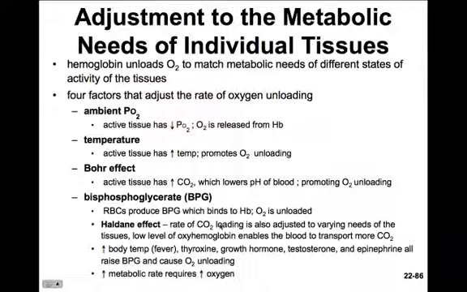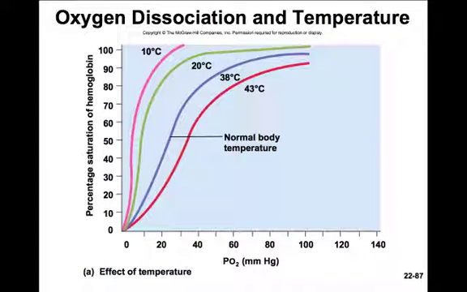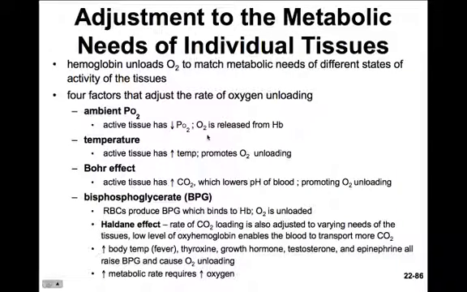Temperature has an effect. Active tissue has a higher temperature, and that increased temperature will promote oxygen unloading. When temperature rises, the oxyhemoglobin curve shifts to the right. So at 10 degrees C, it's more on the left. At 43, it's more on the right. 38 degrees C is about normal body temperature. So the elevated temperature essentially promotes oxygen unloading by shifting the curve down and to the right.